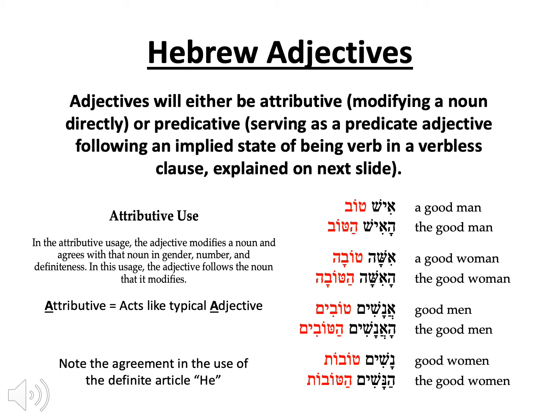The same is true for a plural, anashim tovim, and women, nashim tovot. Again, they have to agree with each other in gender, and they have to agree with each other in number. Although there's also an agreement in terms of definiteness. If the noun has the definite article, then the adjective will also have the definite article. So instead of ish tov, we have ha-ish, ha-tov, the man, the good.